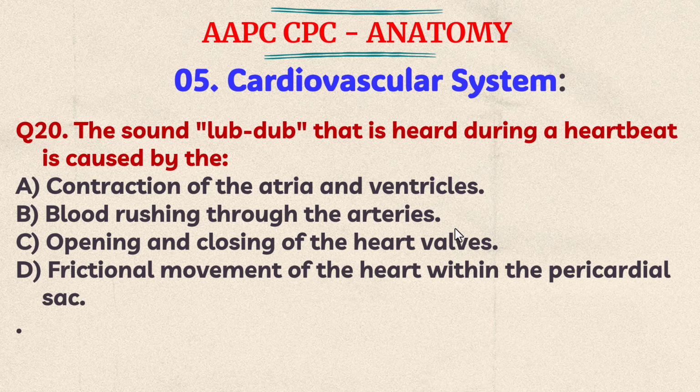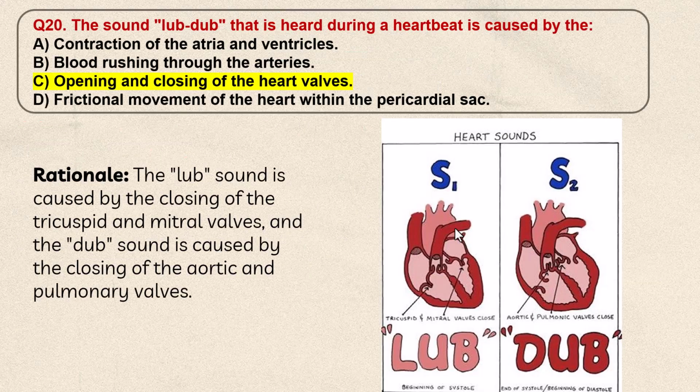Question number 20. The sound lub-dub that is heard during the heartbeat is caused by the A. Contraction of the atria and ventricles, B. Blood rushing through the arteries, C. Opening and closing of the heart valves, D. Frictional movement of the heart within the pericardial sac. Think the answer. The correct answer is C. Opening and closing of heart valves.